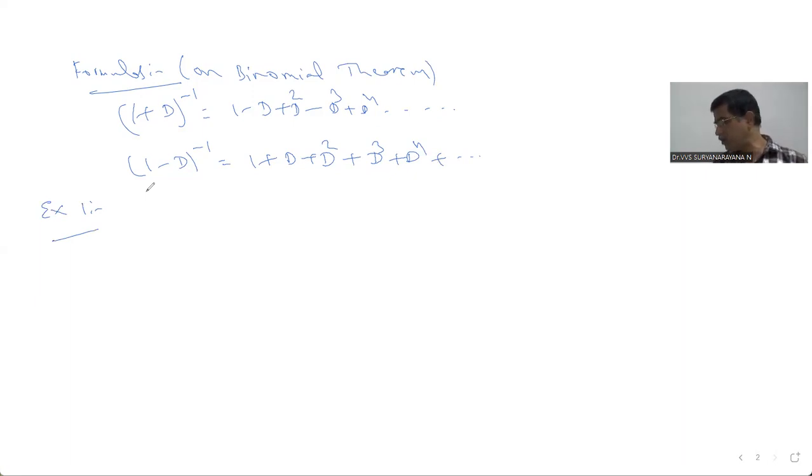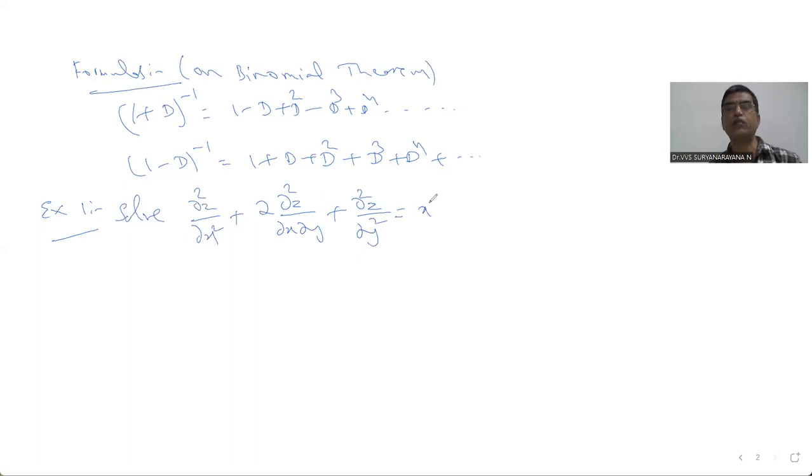So let us take the problem. Solve del square z by del x square plus 2 into del square z by del x del y plus del square z by del y square equal to x square plus xy plus y square.